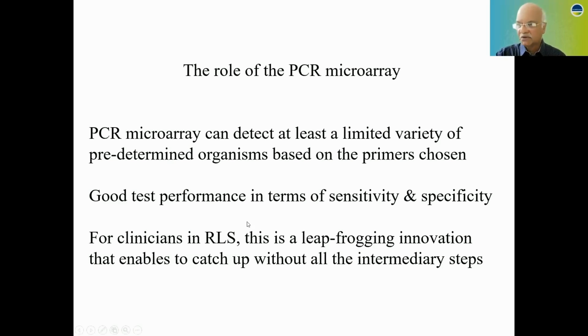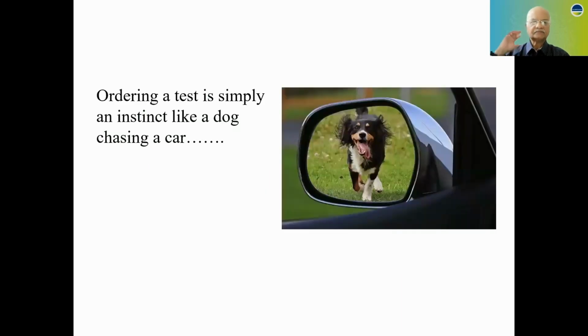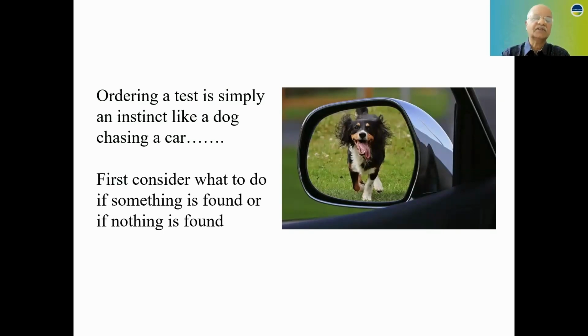And for clinicians in resource limited settings, maybe I'm from one of them, this is really a leapfrogging innovation that helps to catch up without all the intermediary steps. The simple example is we never had any case diagnosed with human metapneumovirus. I mean, it was just not possible. So here we have a test which is suddenly giving us so many viruses, and most clinicians are struggling to find out what is the real significance of those. But ordering a test is simply an instinct, like a dog chasing a car. First, the clinician has to consider what to do if something is found or if nothing is found.